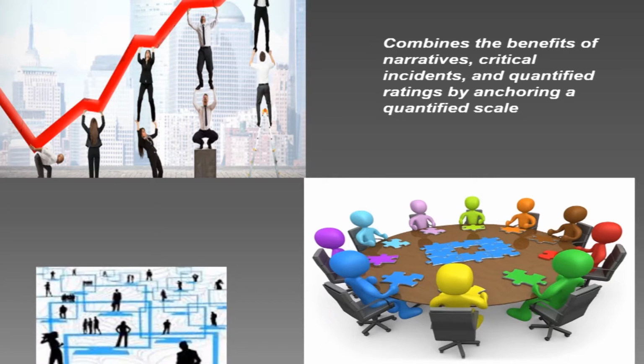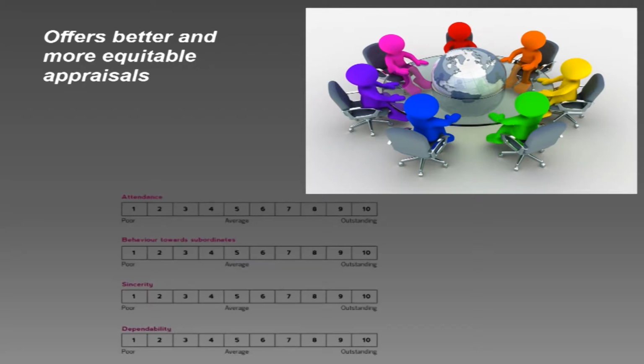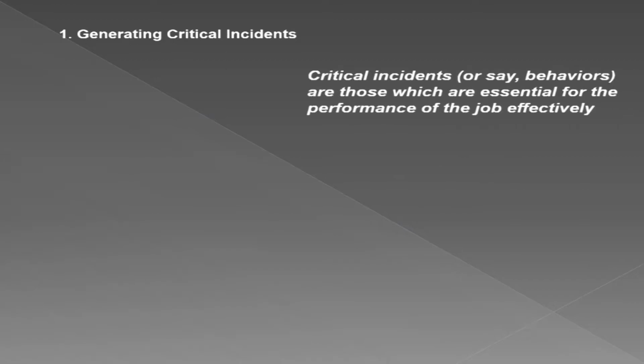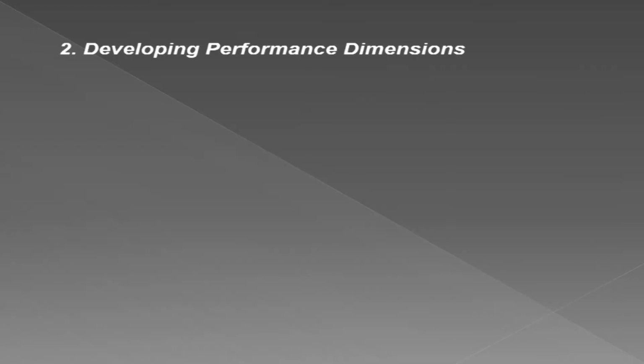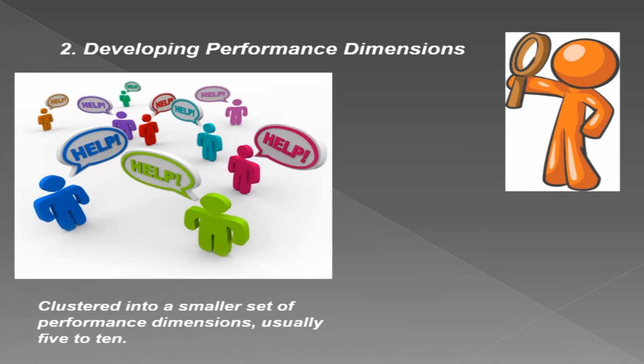The proponents of BARS claim that it offers better and more equitable appraisals than do the other techniques of performance appraisals we have discussed so far. Developing BARS typically involves 5 steps. The first step is identification of some critical incidents or narratives. The second step is developing performance dimensions. The critical incidents are then clustered into a smaller set of performance dimensions, usually 5 to 10. Each cluster, or say dimension, is then defined.